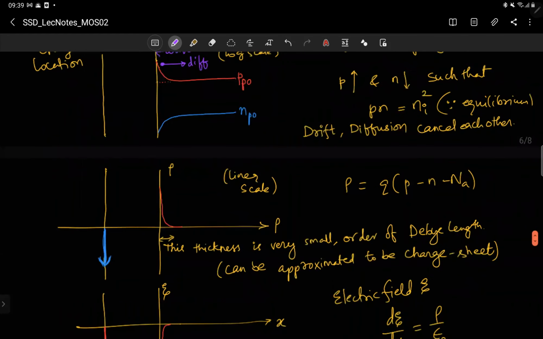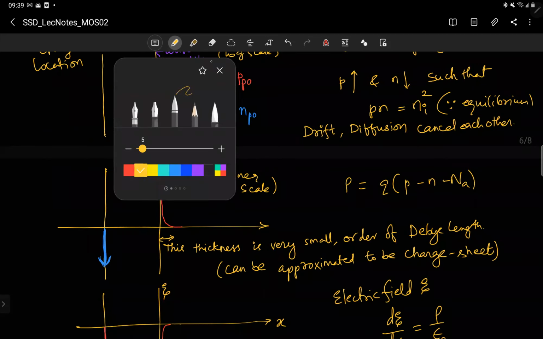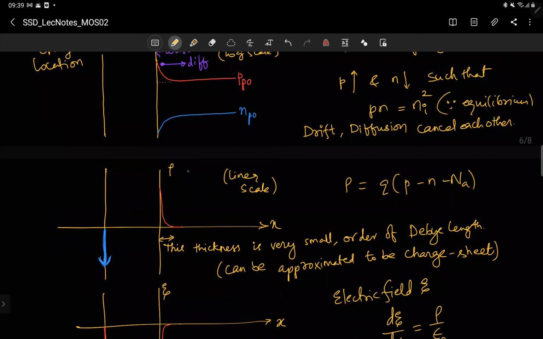If you draw rho, which is the space charge density, q times (p minus n minus Na), as a function of x, what you see is that the charge will start this way and go to some peak here. That is what we see, right? p is pp0 somewhere deep inside, and n is np0, which are the equilibrium concentrations.